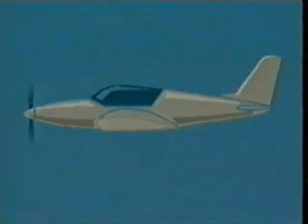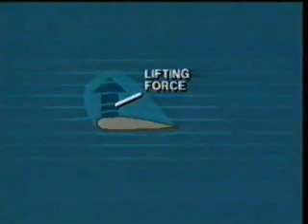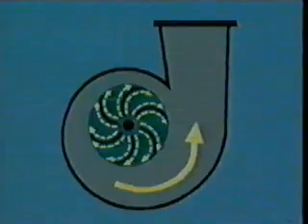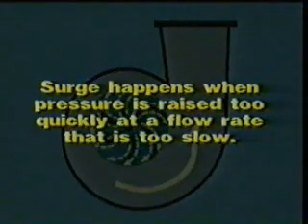This is similar to the effect of swirling airflow on top of an airplane wing that breaks the lift of the wing and causes a stall. With an airplane, this happens when the pilot attempts to gain too much lift at too low a speed. In a centrifugal compressor, this happens when the compressor attempts to raise pressure too quickly at a flow rate that is too slow.